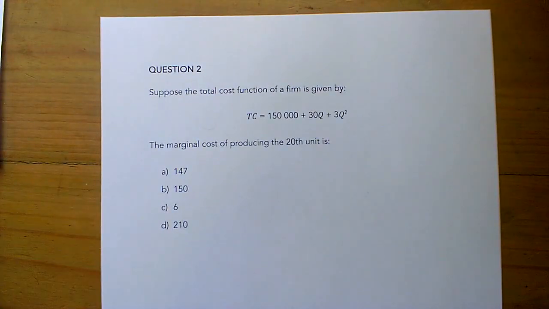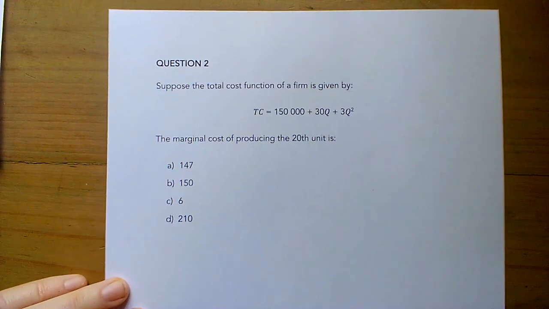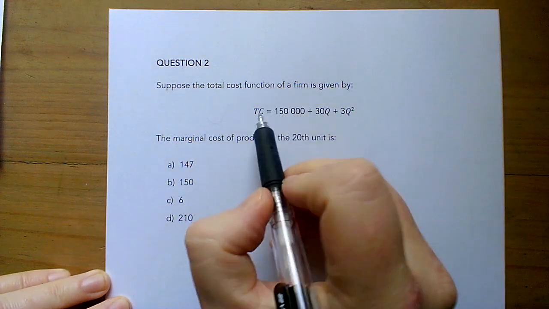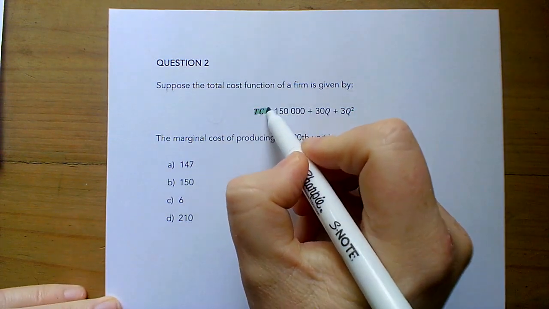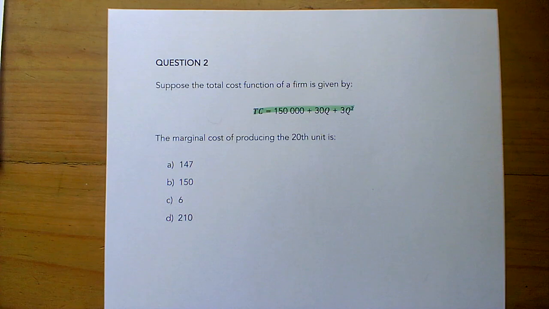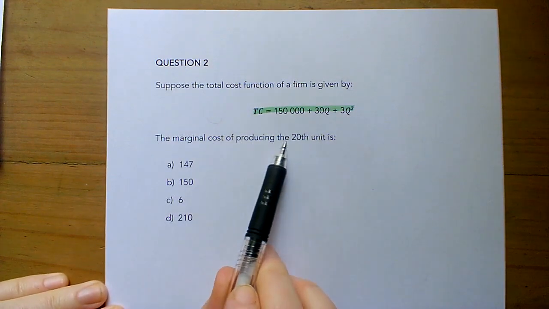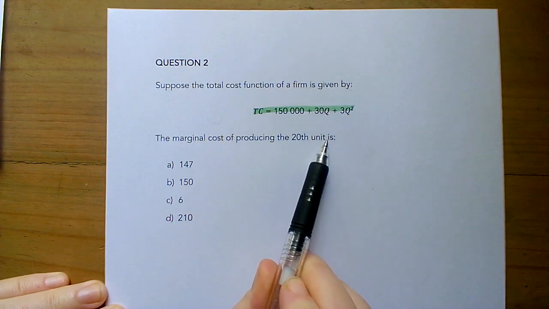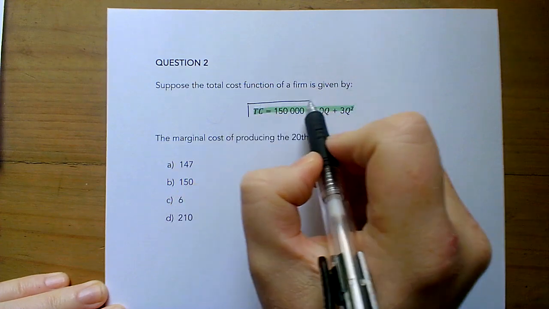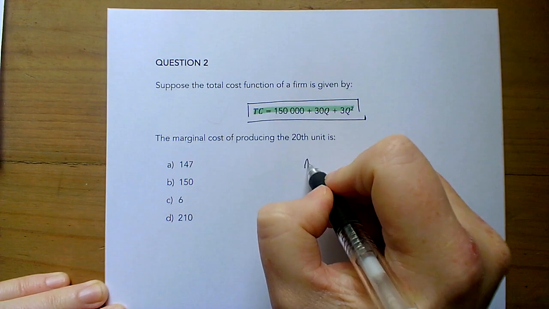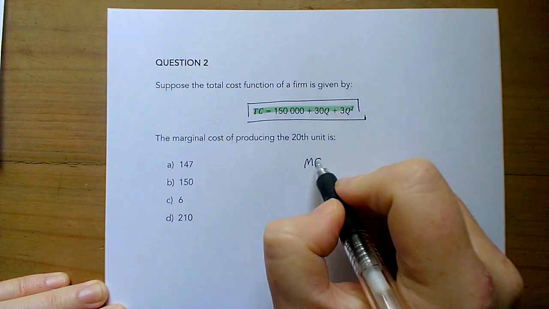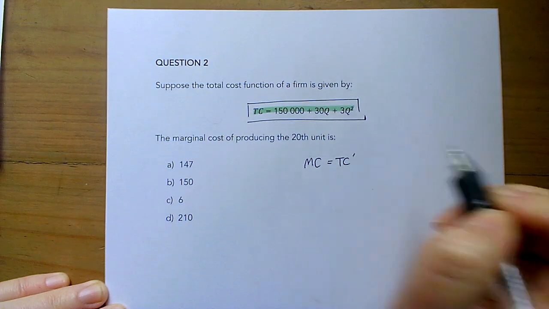In question 2, we're following with this total cost theory, or the cost theory, and we get given this total cost function here. Total cost is 150,000 plus 30Q plus 3Q squared. The marginal cost of producing the 20th unit is. So if we get given a total cost function like this, we can find our marginal cost function as the first derivative of this total cost.